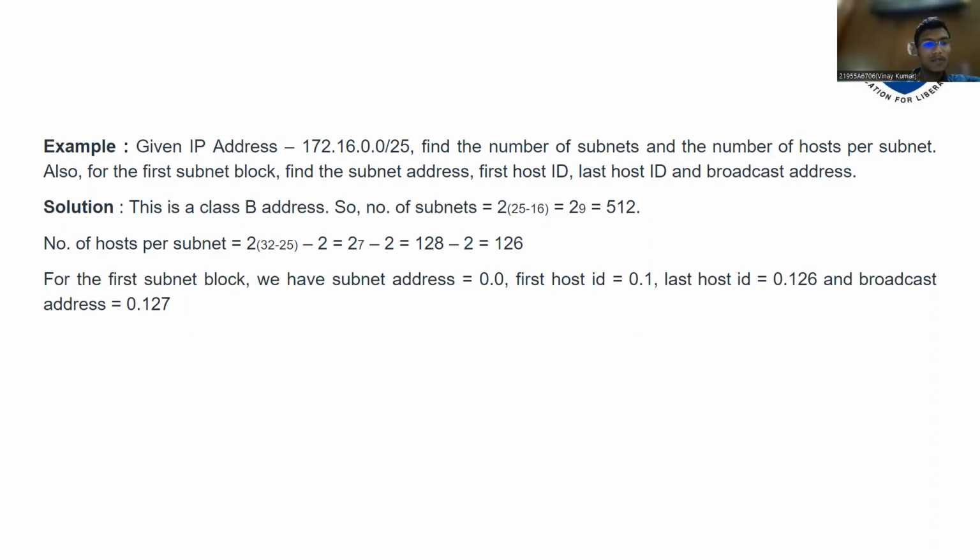And the number of hosts per subnet is 32 minus 25. 25 is the given number of bits, so we subtract those 25 from 32 to get the number of hosts per subnet, and the total output is 126. So the number of hosts per subnet is 126. For the first subnet block, the subnet address is 0.0, the first ID is 0.1, and for the last ID, since the number of hosts per subnet is 126, the last host ID is 0.126, and the broadcast address is 0.127. That's it.